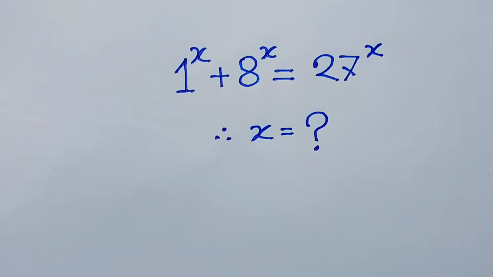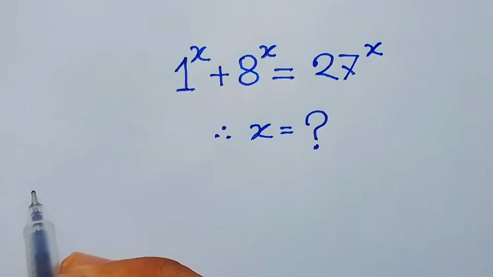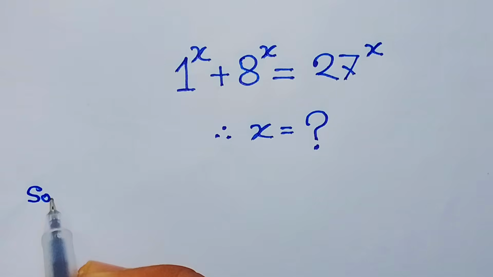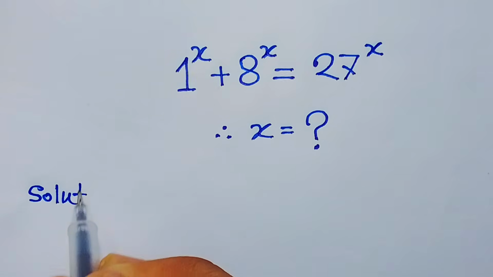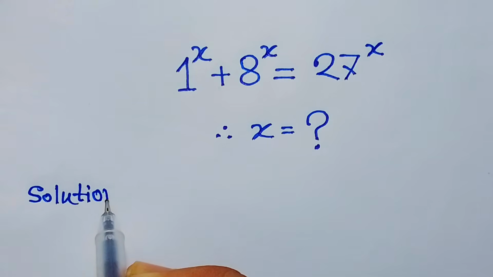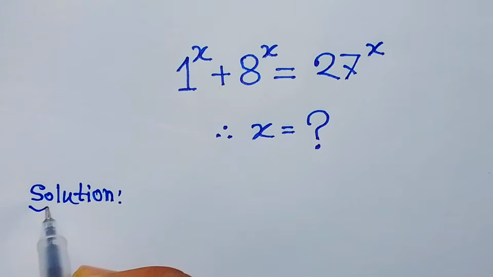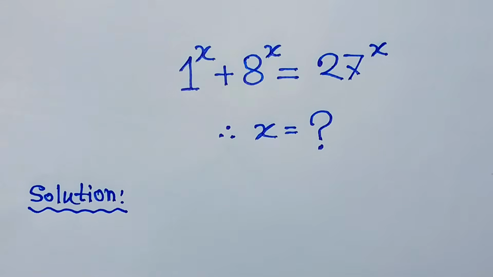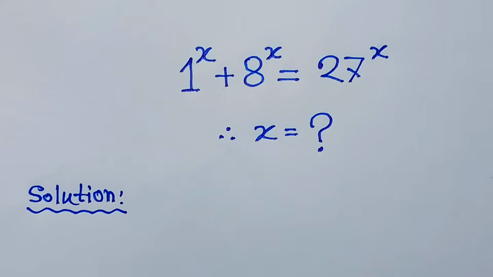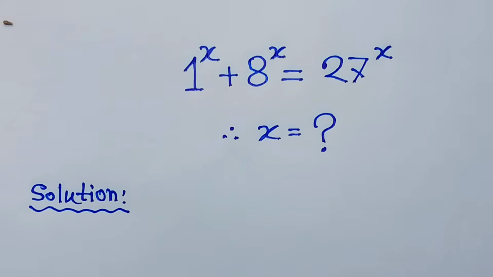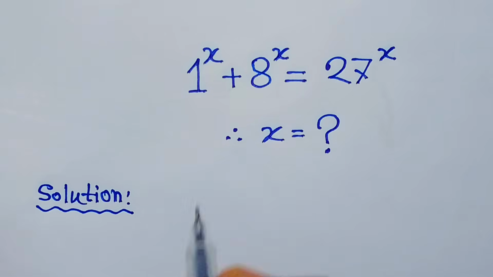Hello everyone. Today we'll solve this Harvard University entrance admission test algebraic equation: 1 to the power x plus 8 to the power x is equal to 27 to the power x. So what's the value of x?